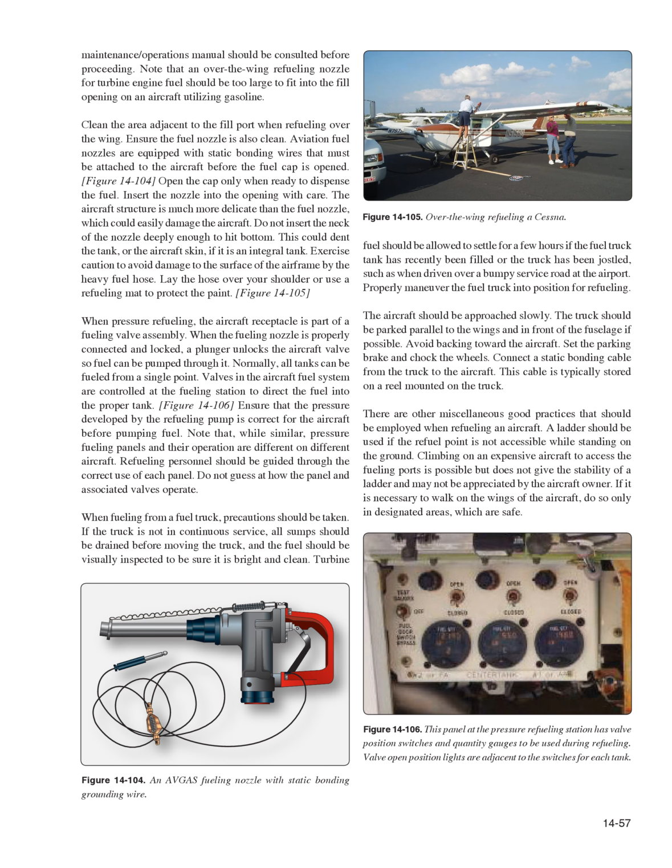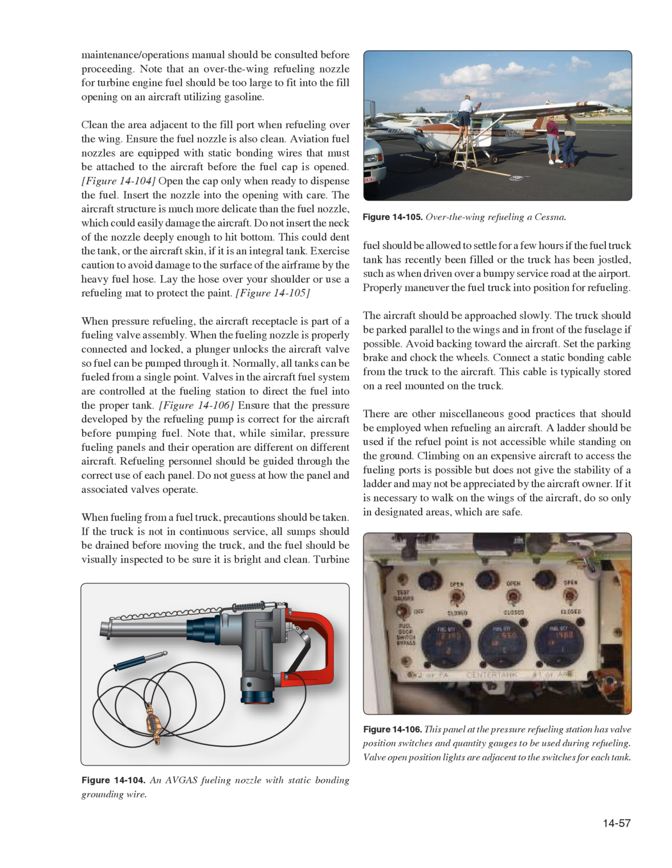Properly maneuver the fuel truck into position for refueling. The aircraft should be approached slowly. The truck should be parked parallel to the wings and in front of the fuselage if possible. Avoid backing toward the aircraft. Set the parking brake and chock the wheels. Connect a static bonding cable from the truck to the aircraft. This cable is typically stored on a reel mounted on the truck.